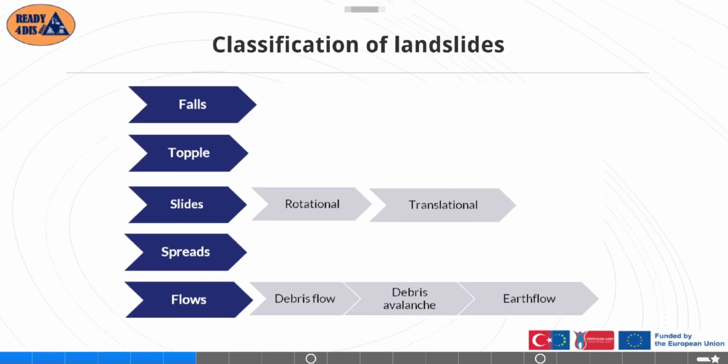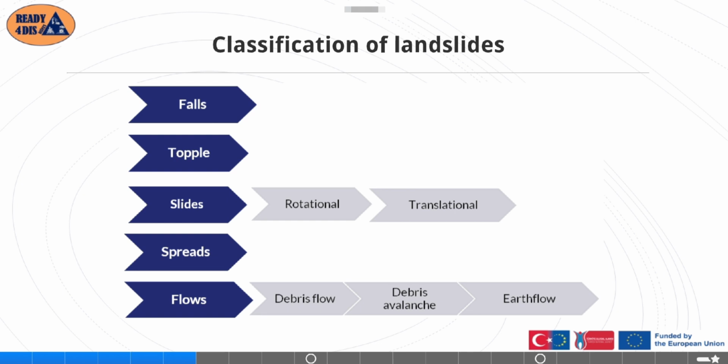Classification of landslides. Landslides are classified into different groups according to their mode of movement. The first group, falls, is characterized by the free fall of rock or soil masses. Topple occurs when a mass rotates forward around a pivot point and tips over. Within the slides category, there are two main subtypes.